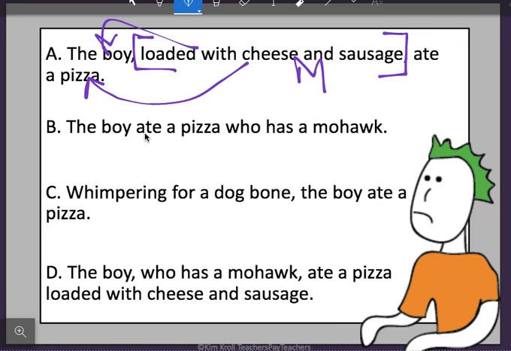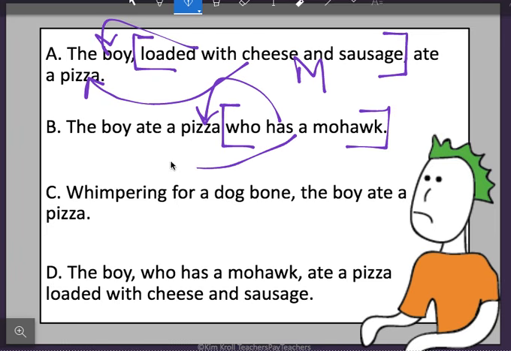B, the boy ate a pizza who has a mohawk. Who has a mohawk is my descriptive phrase. I don't really need it. I could just say the boy ate a pizza. So this description is right next to the pizza. It makes it sound like the pizza has a mohawk, which is kind of strange. I've never had a pizza that had a mohawk.